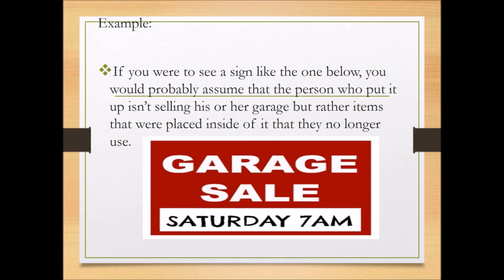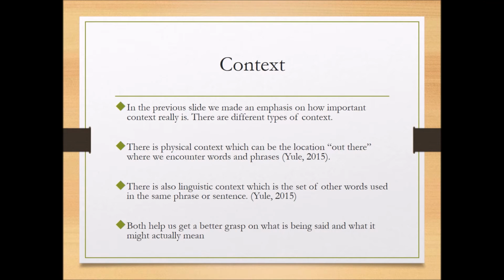Sometimes we see signs such as "baby sale" and "women's sale" when we go to the mall. It takes prior knowledge and context clues to know that babies aren't being sold and women aren't being sold, but rather clothes, without it being actually mentioned. In the previous slide, we made an emphasis on how important context really is. There are different types of context. There's physical context and there's linguistic context. They both help us get a better grasp on what is being said and what it might actually mean.